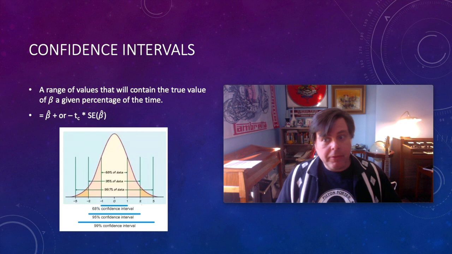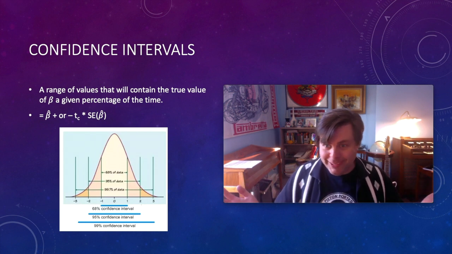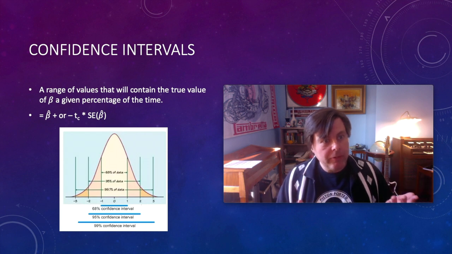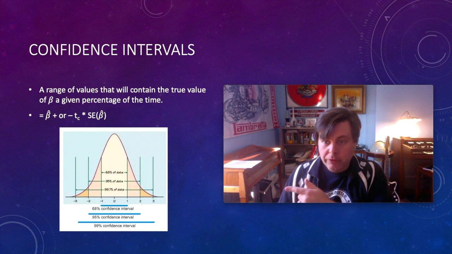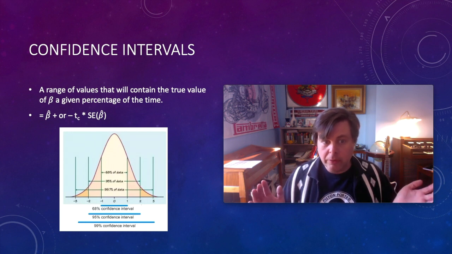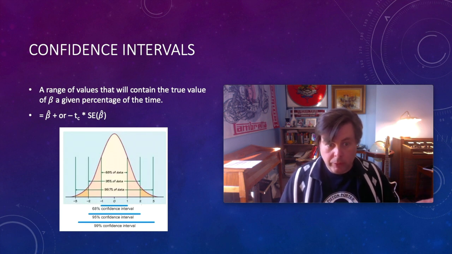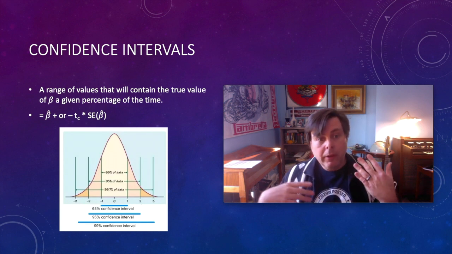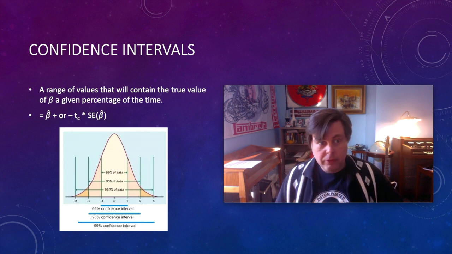Okay. Next thing, confidence intervals. Now all these things are related, of course, right? Confidence intervals are a range of values that will contain the true value of beta a given percentage of time. Here we see sort of a normal confidence interval table, right? The 1, 2, and 3 there refer to standard deviations. You'll probably remember from your introductory statistics, right? So, a confidence interval in our applications looks like this.